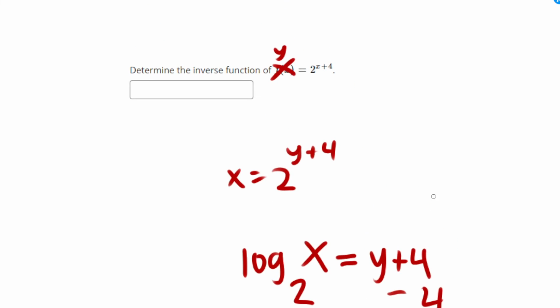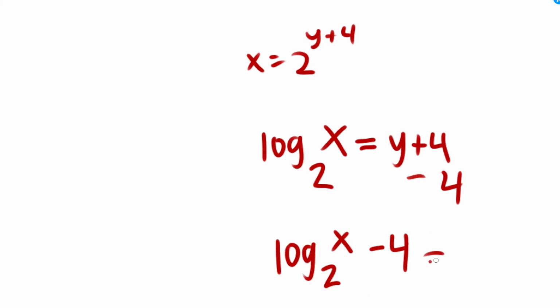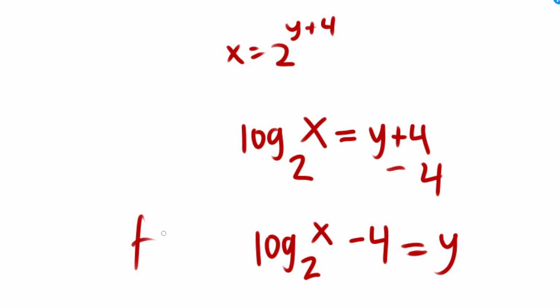Again, I super highly recommend doing a worksheet, because those worksheets are basically going to be exactly the same thing that we're doing here. So log base 2 of x minus 4 equals y. This is our new equation of our inverse, and you'll write it as f inverse of x. It's a little weird, a little unfamiliar, but you will get familiar with it, and you will shine like a rock star.